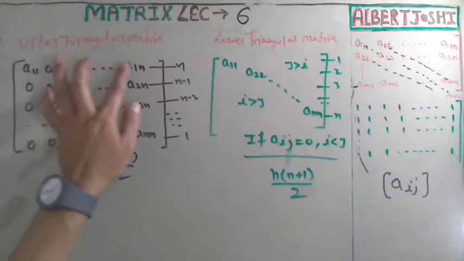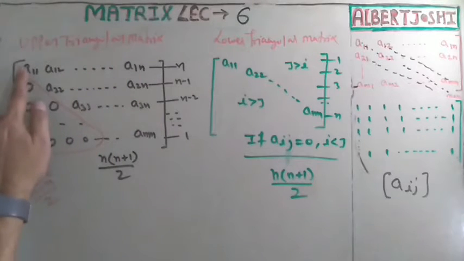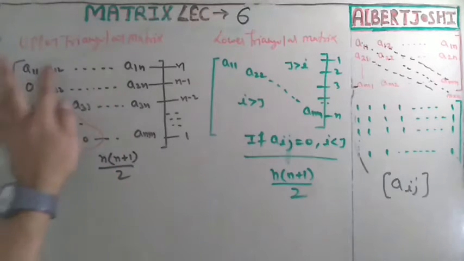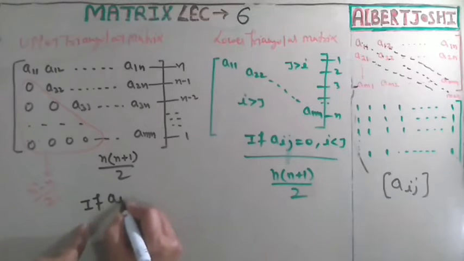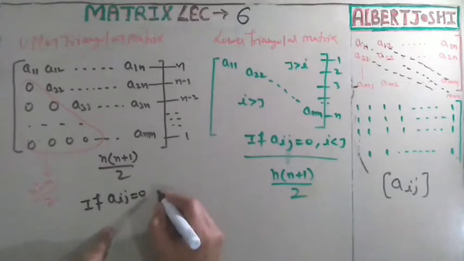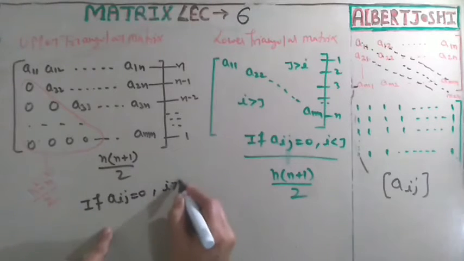If the upper elements at the diagonal, this is the diagonal, if these elements are non-zero, then you will say that it is the upper triangular matrix. It means that Aij is equal to 0 for i greater than j.